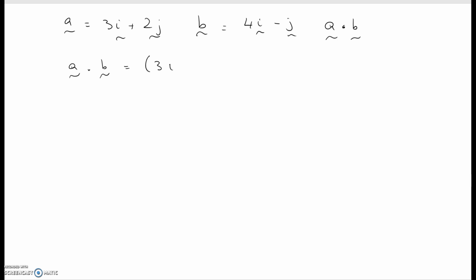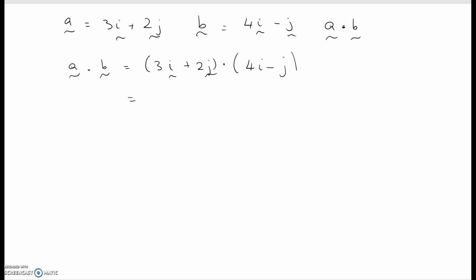Let's have a look at an example. If we've got a is equal to 3i plus 2j and b is equal to 4i minus j, then what if we were to find a scalar product b? So by definition it would be 3i plus 2j times 4i minus j.